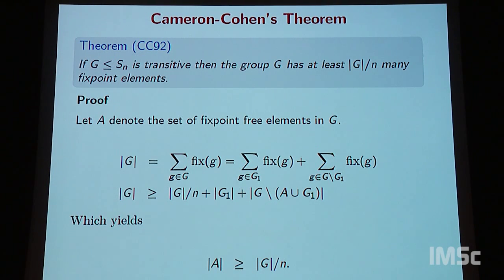And here, the reason why this is at least this much is that the number of orbits, so if I apply the orbit counting lemma to G1, I know the cardinality of G by the cardinality of G1 is n. So the cardinality of G by n is actually, oh, okay, 1 second.